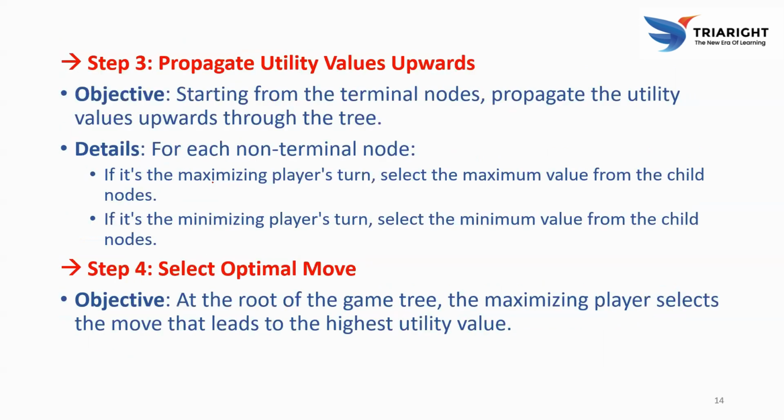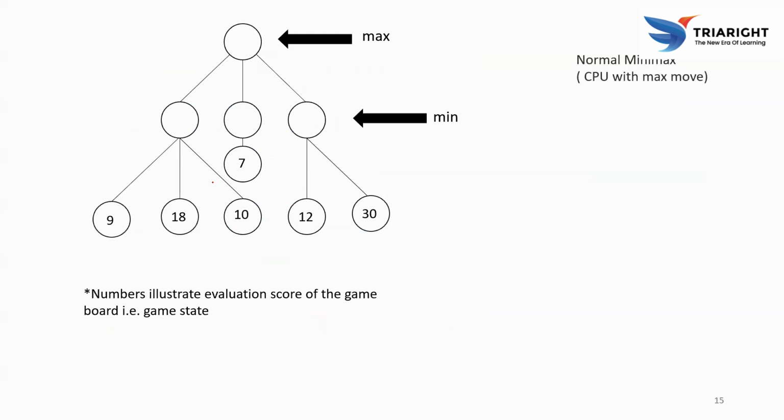Step 3: propagate the utility values upwards. Starting from the terminal nodes, we propagate the utility values upward through the tree. In detail, for each non-terminal node, if it is the maximizing player's turn, select the maximum value of the child nodes. Like we select min for min nodes and max for max nodes. If it is the minimizing player's turn, select the minimum value of the child nodes. Step 4: select the optimal move. At the root of the game tree, the maximizing player selects the move that leads to the highest utility value.